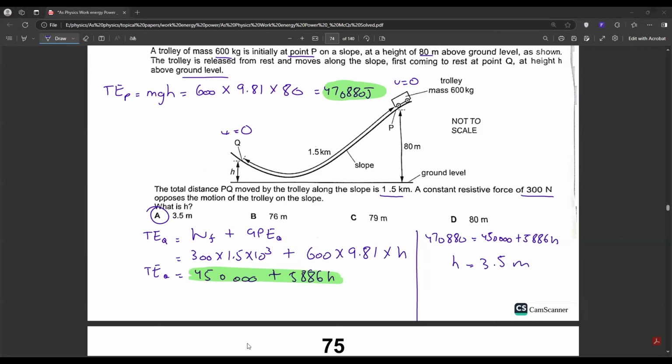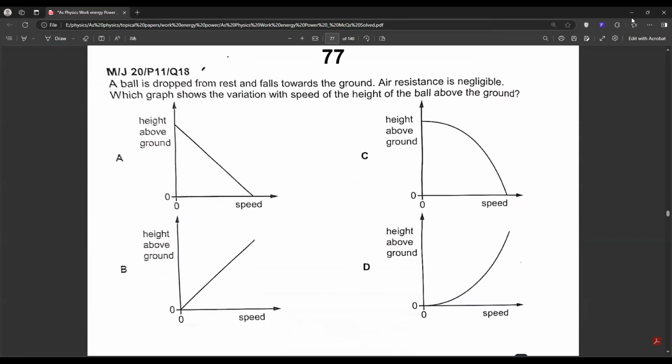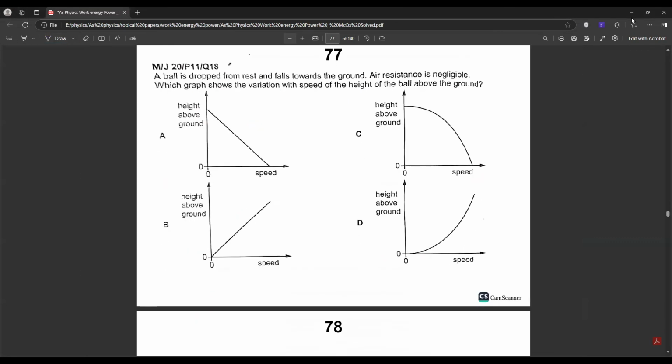Very good. A ball is dropped from rest and falls towards the ground. Air resistance is negligible. Which graph shows the variation with the speed of the height of the ball? As the ball is getting dropped, gravitational potential energy is getting converted into kinetic energy. What is the gravitational potential energy? mgh. What is the kinetic energy? 1 upon 2 mv squared. m and m get cancelled out. You have to plot h on the y-axis.